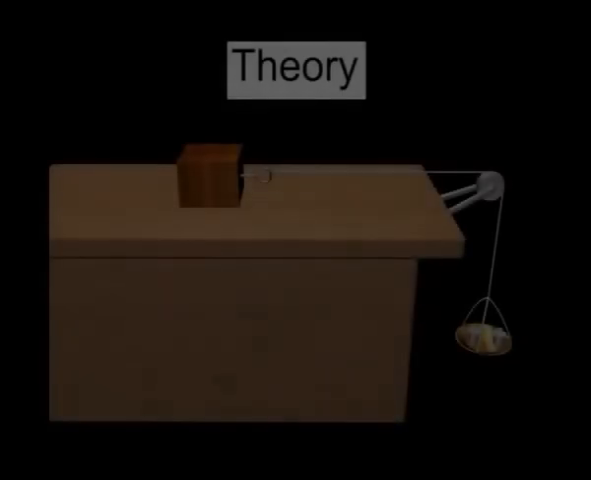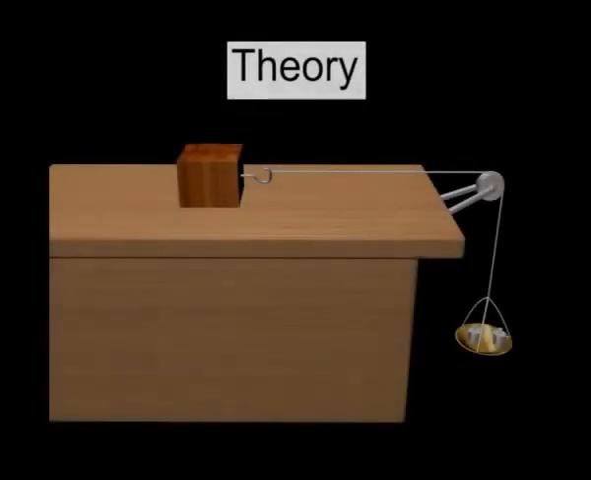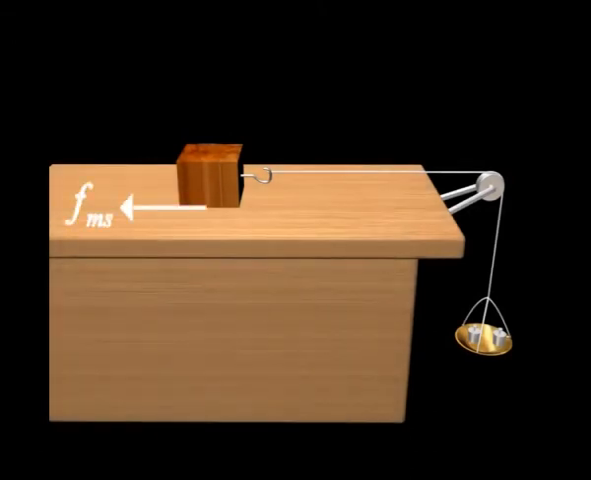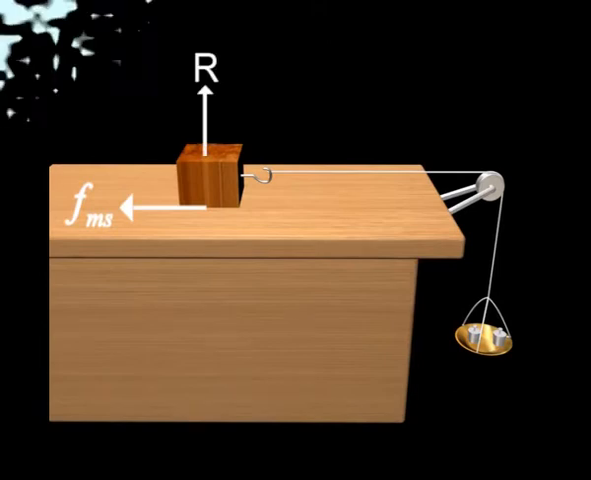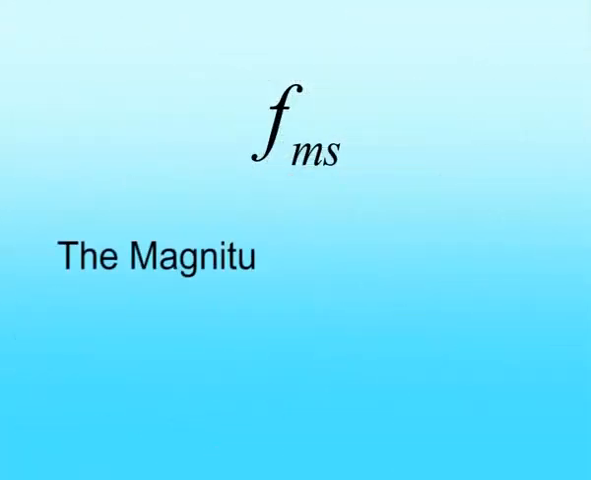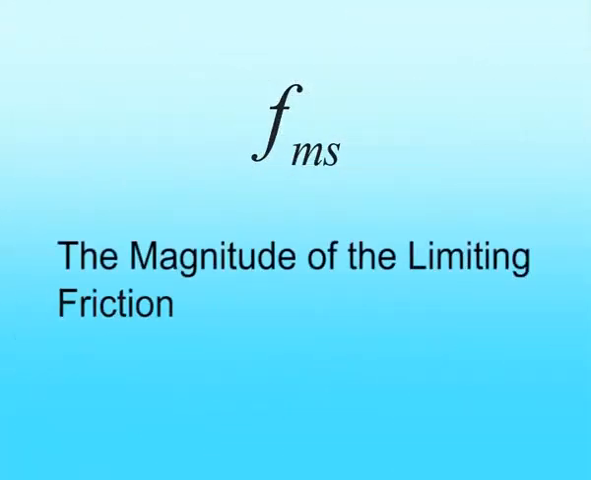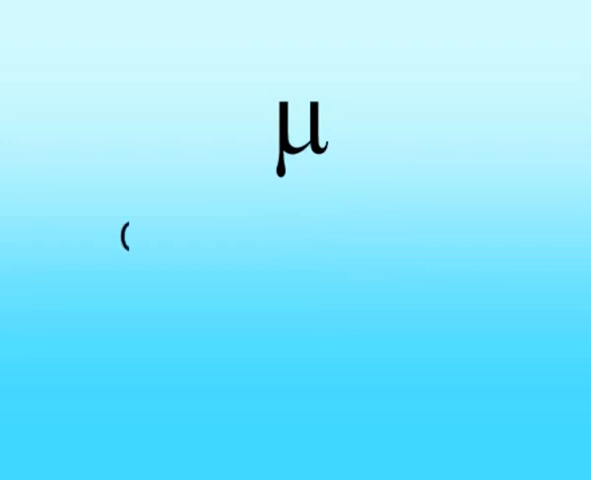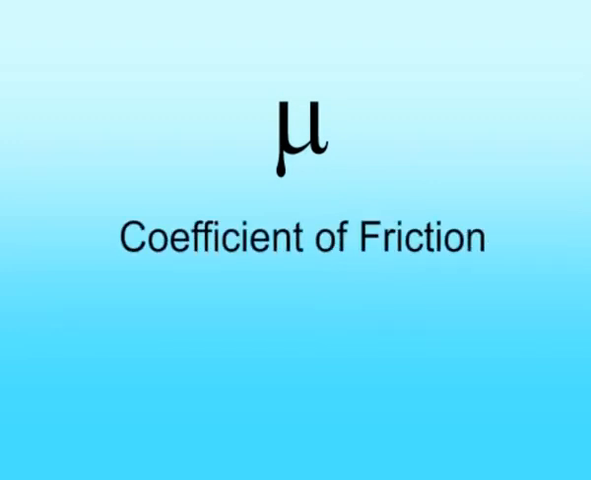Now let us see what the theory of this experiment is. The magnitude of the limiting force of friction is directly proportional to the normal reaction. If Fms is the magnitude of the limiting friction and R stands for normal reaction, then we have Fms upon R equal to mu, where mu is the coefficient of friction.